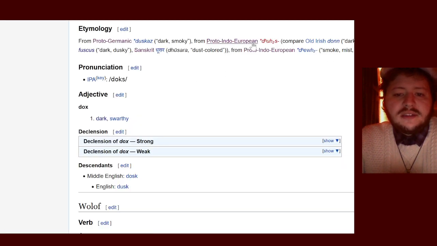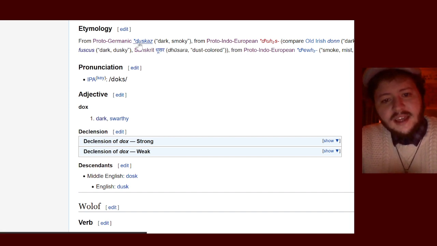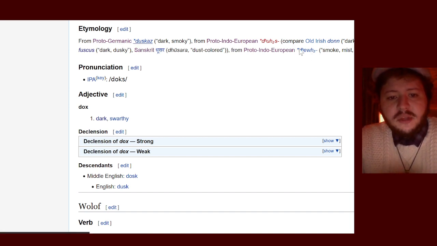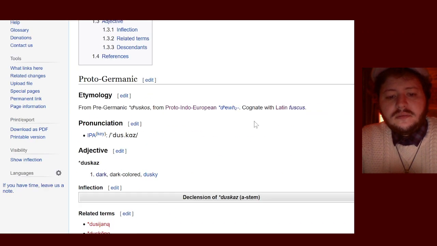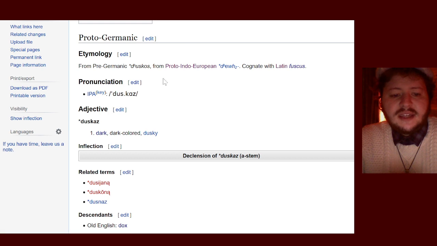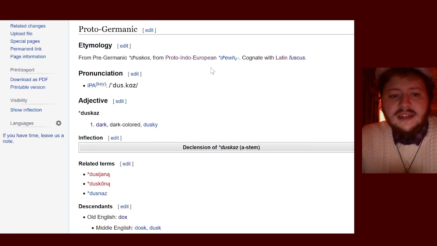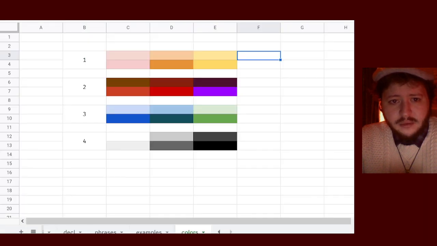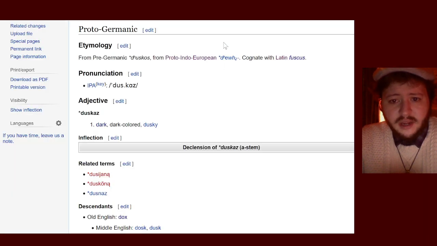You can see cognate, so it's from Proto-European. Dos is the root there, and I've seen it in other places, and it seems to come from deo, which is smoke or dust, which makes sense. It's like a smoky, dusty color is the idea. This might actually be good for my gray-black word. Black, gray, white, cognate Latin fuscus.